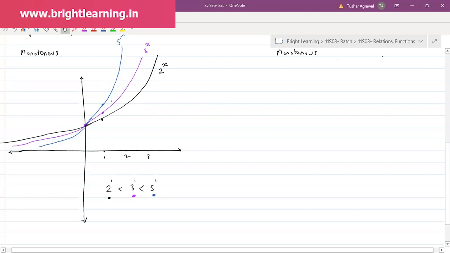Okay, for a fixed x the black point will be downwards, and the corresponding purple point will be upwards. The purple point that I've drawn now is 2 raised to 2, and 5 raised to 2 will be even higher up, because 5 raised to 2 will be the greatest value among the three.